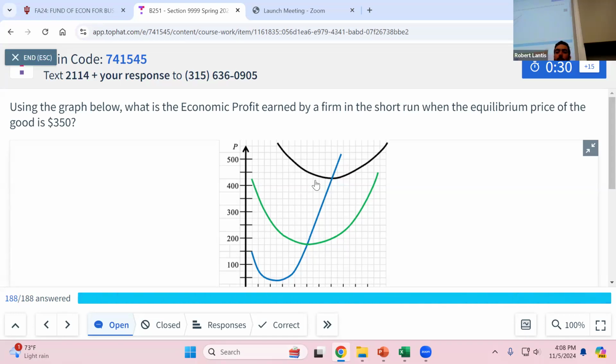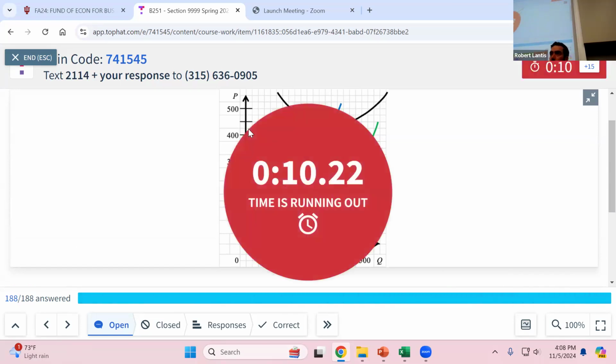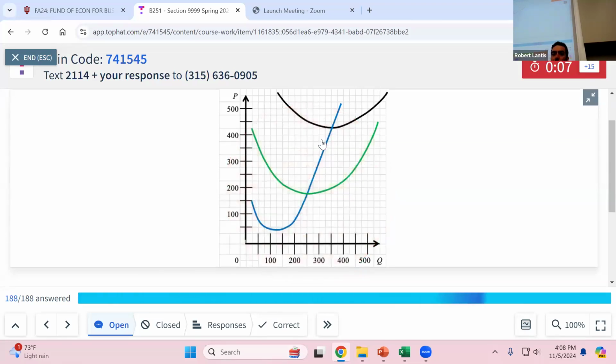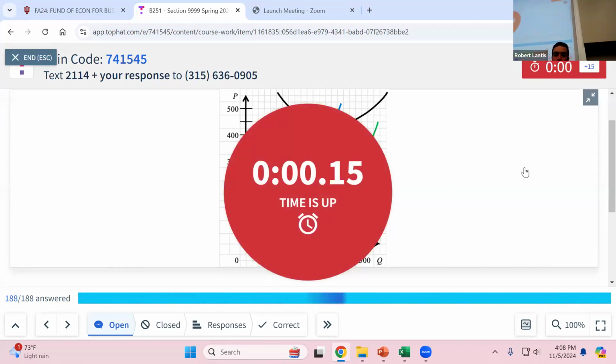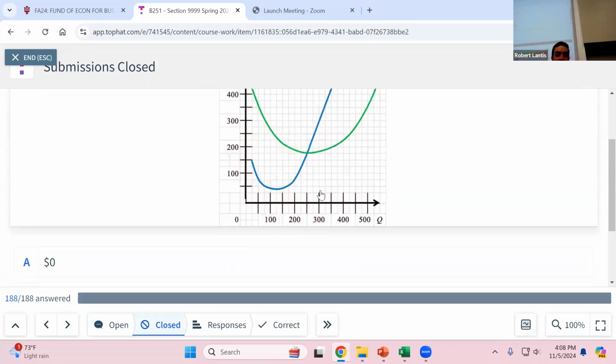If my price is below average total cost, I'll still calculate profits the same way. It's the quantity I'm selling times the difference between price and average total cost. So here, my price is 350. Quantity we said was 325. And at that point, my average total cost looks like 425. So there, the difference between average total cost and price would be $75, 425 minus 350, multiplied by that quantity of 325, right?